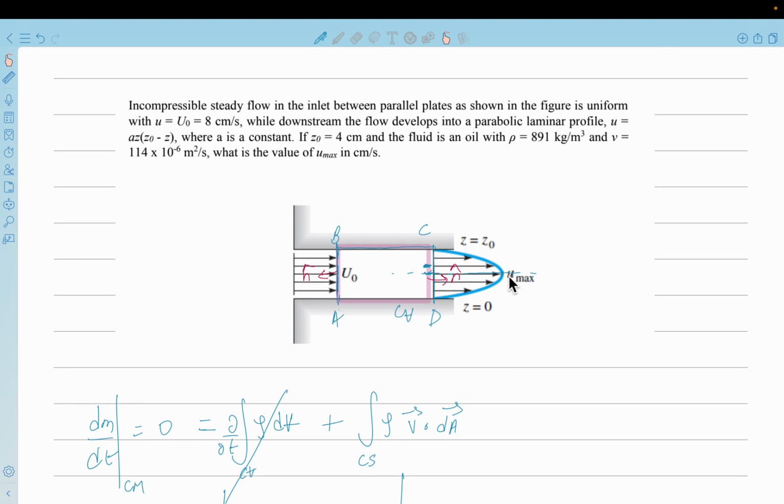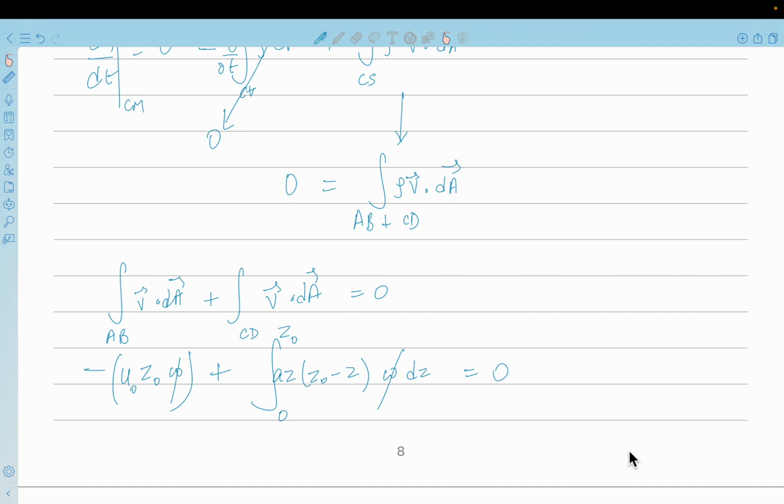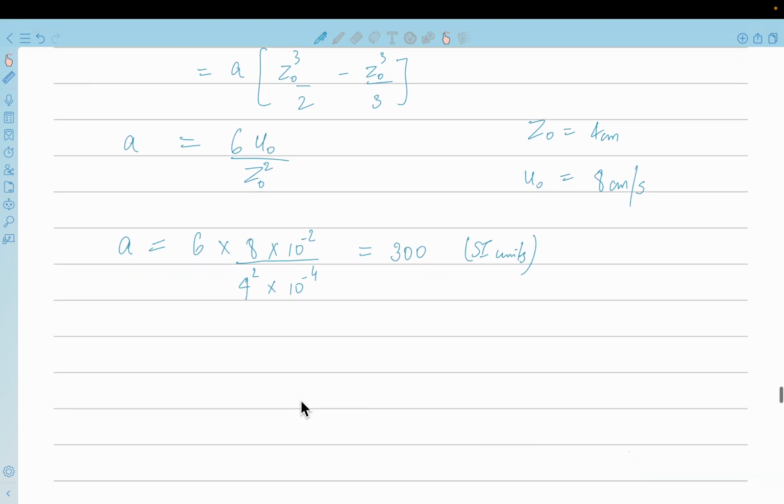So now what do we need to find? We need to find U max. U max is at the center location, which is nothing but Z equal to Z naught by 2, which is 2 centimeters. So we have to find the velocity at 2 centimeters, and velocity is of course given to you as A Z into Z naught minus Z. So what is U max?